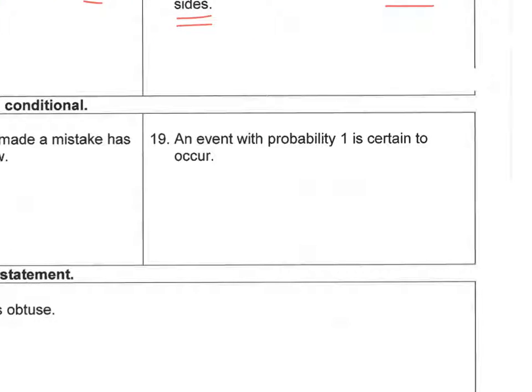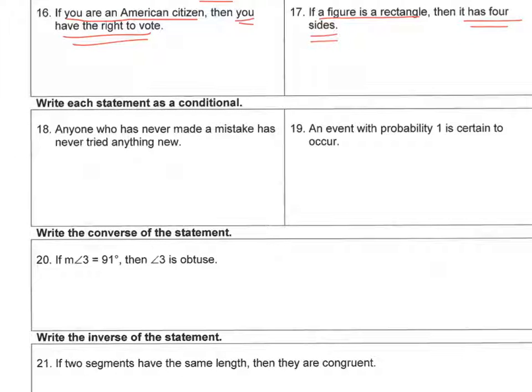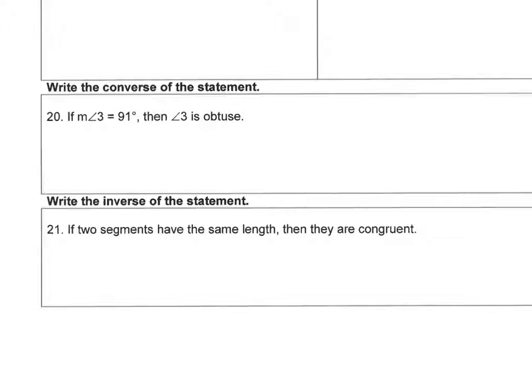An event with probability 1 is certain to occur. If an event has probability 1, then it is certain to occur. So yours could sound a little bit different than that, but mainly make them into an if-then statement. I read the directions real carefully here, guys. These are not necessarily going to go in the order that we do, like converse, inverse, contrapositive. So be careful when you do these. Make sure you read which one it is.